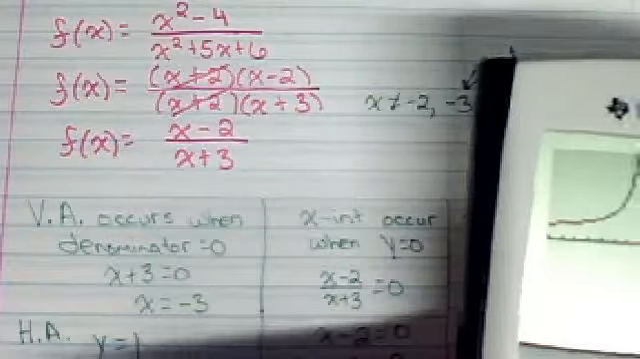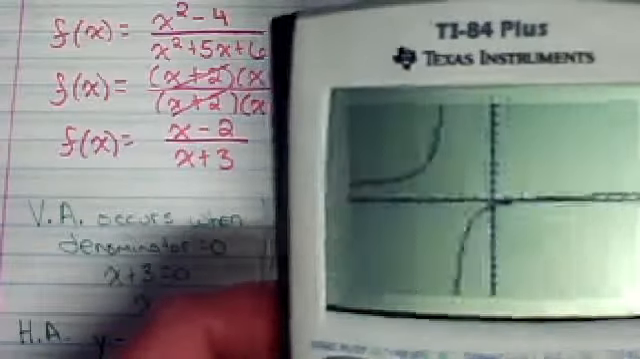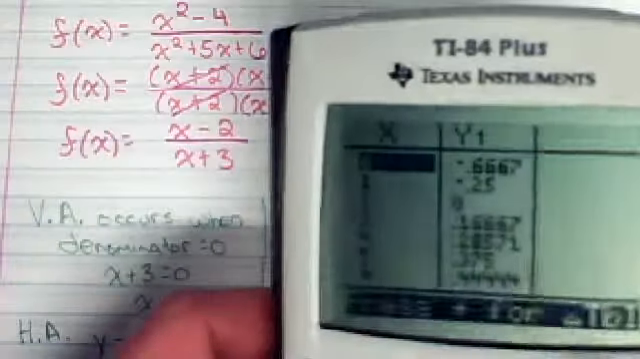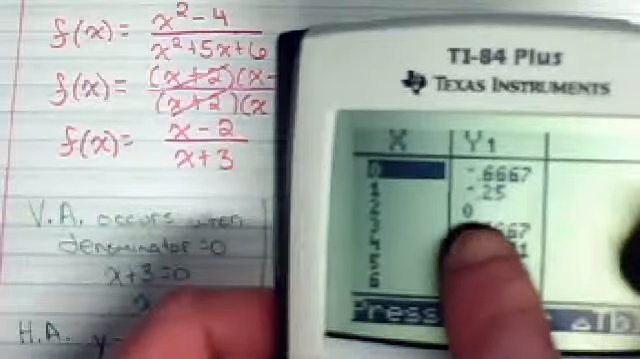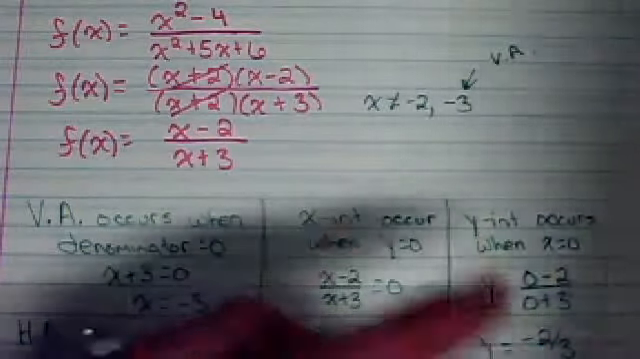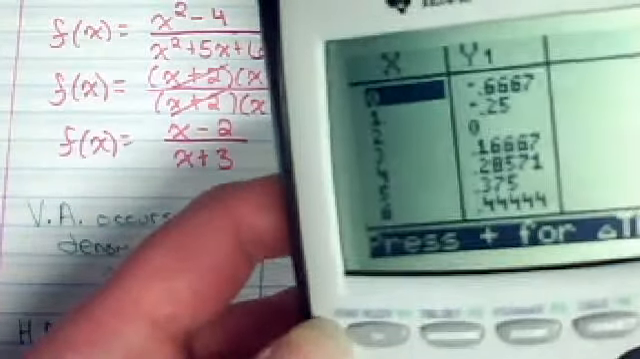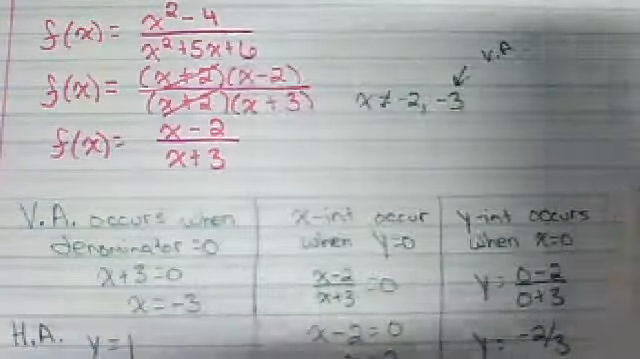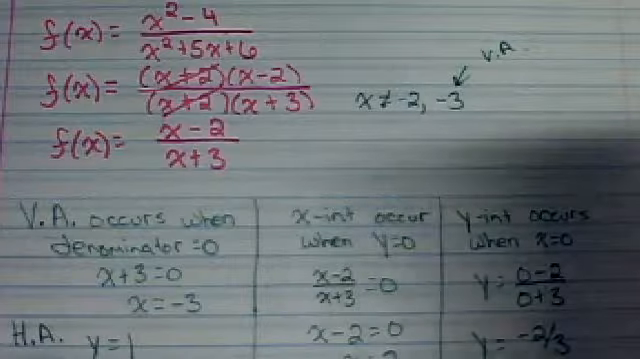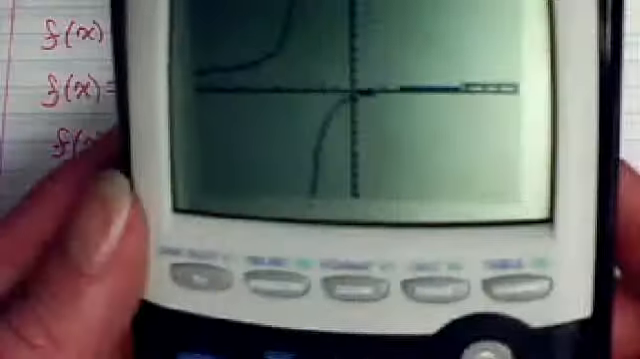My x-intercept is supposed to be at 2. Looks like it's right there. And if I look at the table, I can double check that. When x is 2, y is 0. My y-intercept is supposed to be negative 2/3. When x is 0, y is negative 0.66667, repeating, which definitely is that y-intercept. So everything checks out, but what's going to happen when x is negative 2?